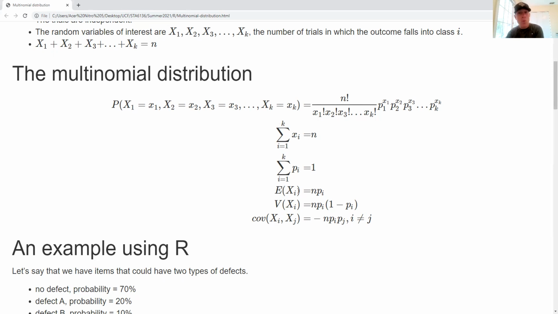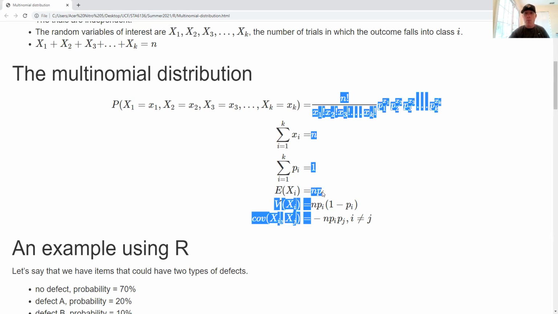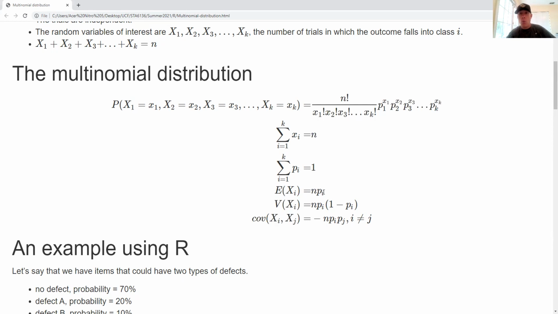Now, what's the expected value of the number of times I'm going to see outcome i? Well, this is going to look a lot like the binomial distribution: n times the probability of seeing that one particular outcome. The variance is going to be n times p times q, where instead of p it's p sub i, and q is 1 minus p sub i. And here, remember, I've got multiple things going on, so I've got a covariance aspect, and my covariance is n times the product of the probabilities that we're looking at.